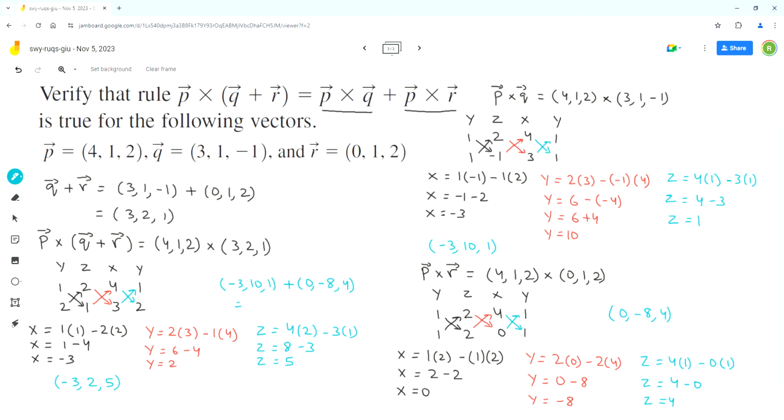So we can add their x, y, and z components. -3 plus 0 is -3. 10 plus -8 is 2. And 1 plus 4 is equal to 5. So we get the same vector that we got from the left side of the rule equation. That proves that the rule equation is true for the given vectors P, Q, and R.